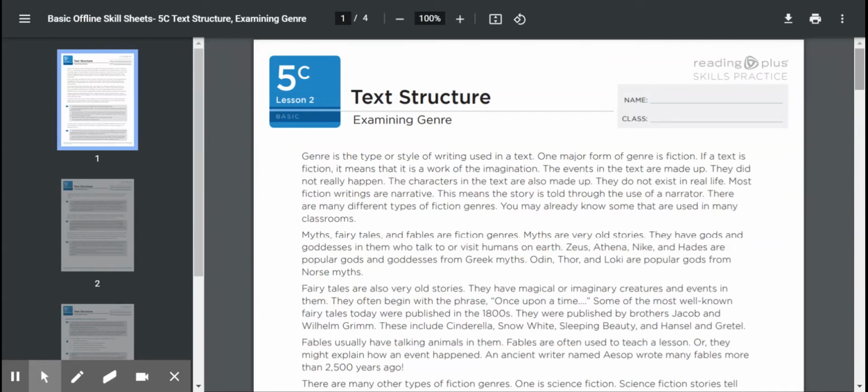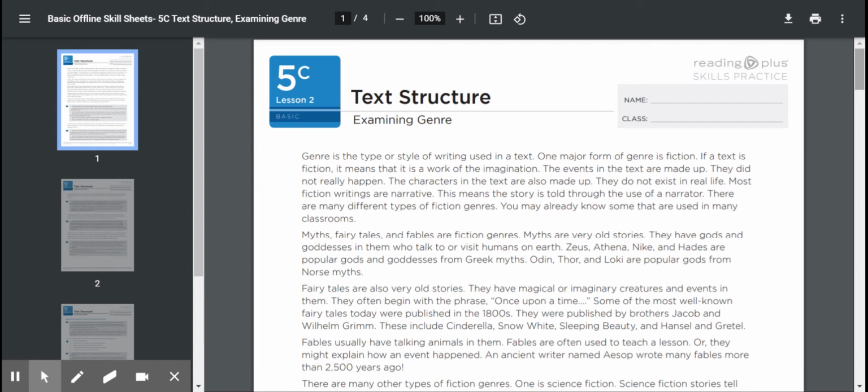So today we're talking about different types of fiction. In our unit on text structure, we've been talking about examining genre. A type of genre is fiction, but fiction also has a lot of different subcategories. So today we're going to talk about the different subcategories of the genre of fiction.